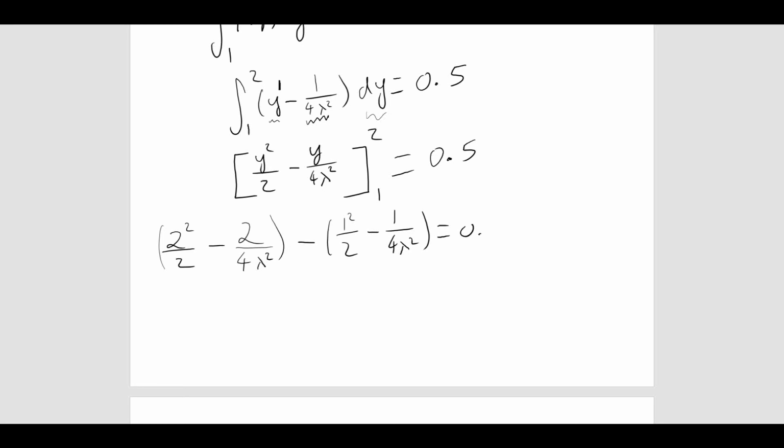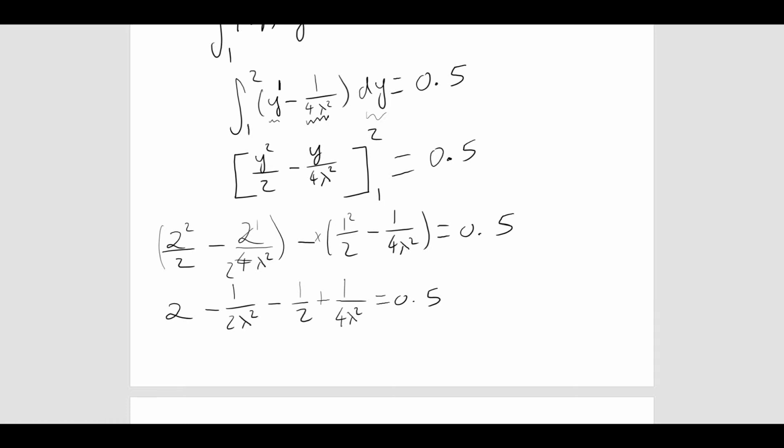That's 0.5. We simplify. 2 squared over 2 is just 2. So I have 2, take away 2 over 4 lambda squared. I can cancel the 2 and the 4, so I have 1 over 2 lambda squared. Take away 1 over 2, because 1 squared is just 1. Now I'm expanding my bracket: minus times a minus is a plus. Plus 1 over 4 lambda squared is equal to a half, 0.5.